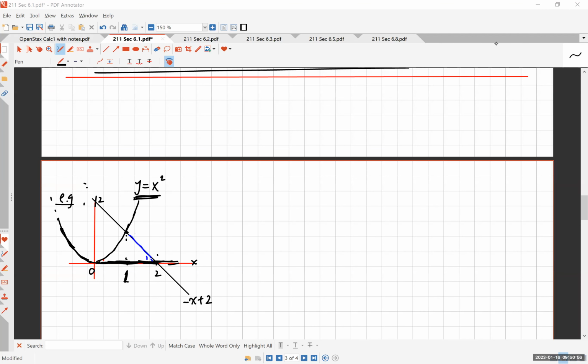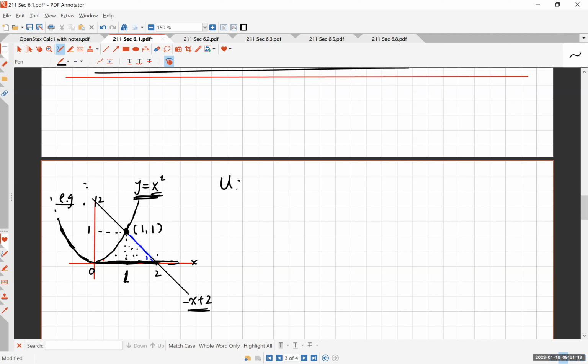All right, so let's take a look at this region. The region we are thinking about is, of course, this part that looks sort of triangular here, right? And this point, by the way, was (1, 1), because that's where x squared and negative x plus 2 intersect with each other.